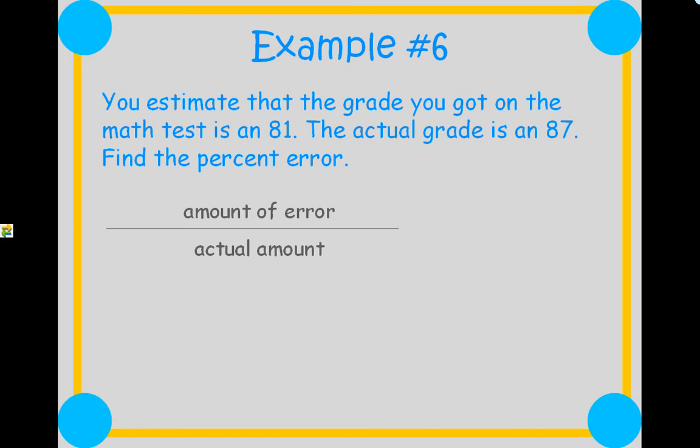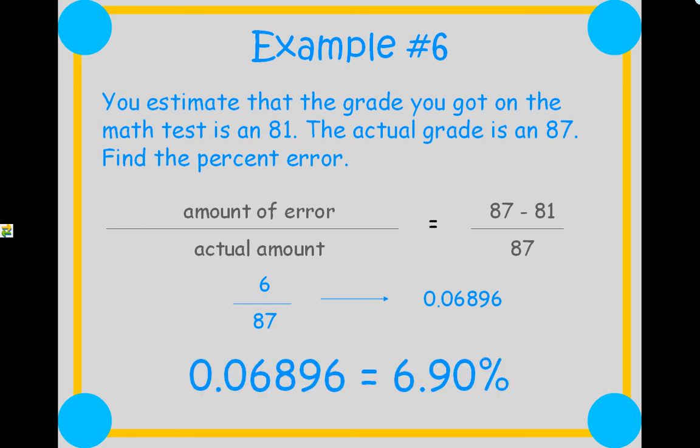Okay, so to find the amount of error, you have to subtract. Okay, so we're going to take 87 minus 81. So you were off by 6. And then we're going to divide by the actual amount. You actually got an 87. So, clean that up. I said you were off by 6. Divide that by the actual amount. When you divide, you get 0.06896. Change that into a percent, and you get 6.90%. So your percent error was 6.90%. Okay, try these on your own. See what you can do.